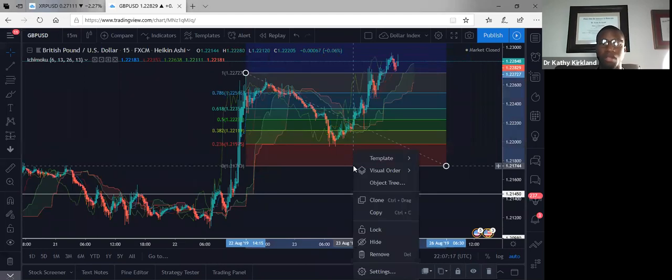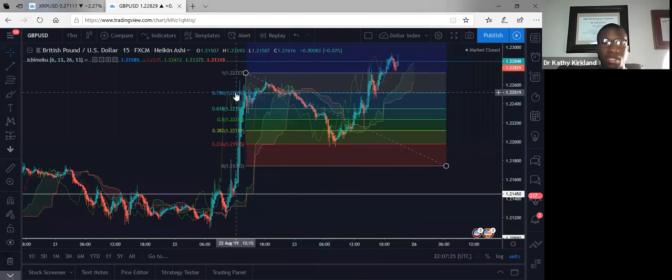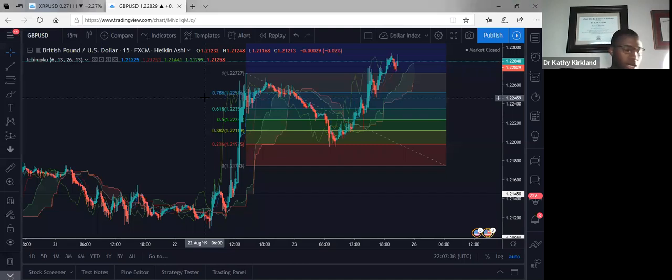But before I delete it, pay very close attention to these numbers right here. You got 78.6, and it says 0.786, but we recognize Fibonacci numbers as, if you multiply 0.786 times 100, you'll get 78.6, right? So pay attention to 78.6, 61.8, and 38.2. Those are going to be your main numbers, right?